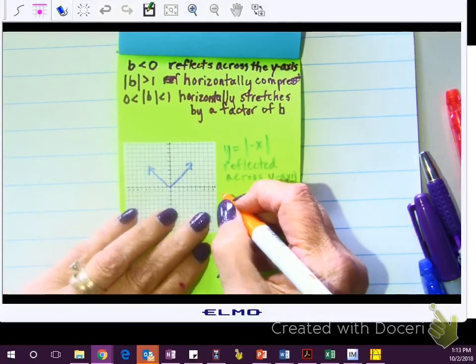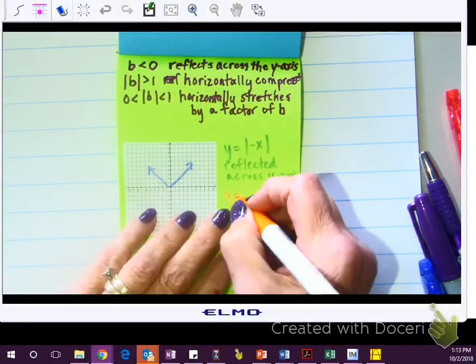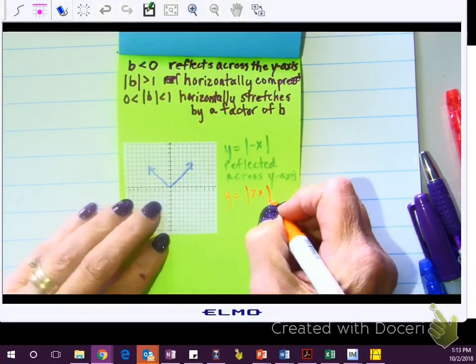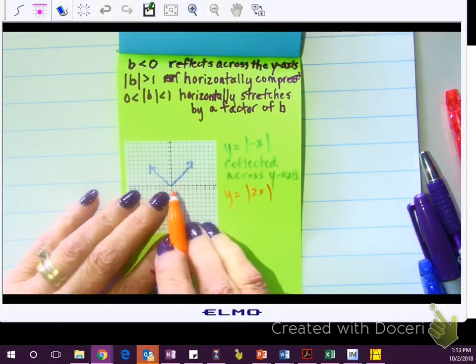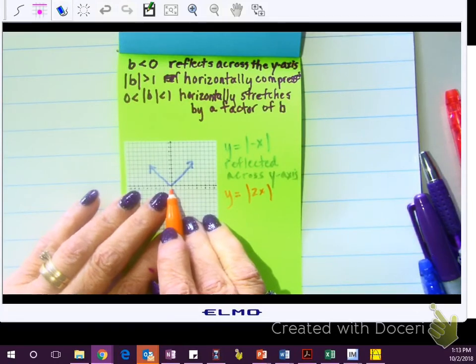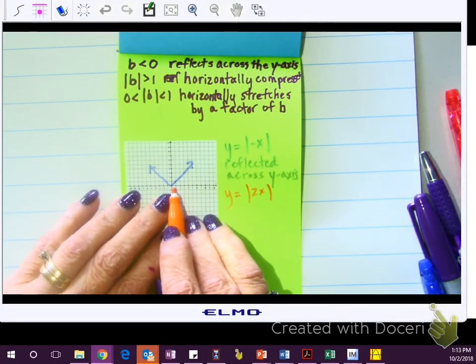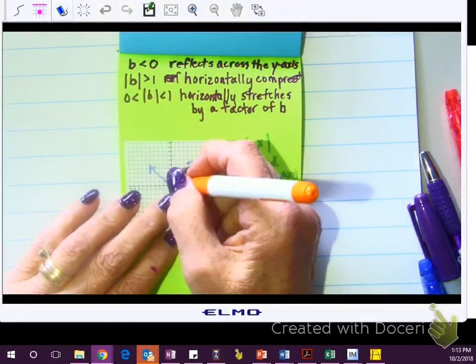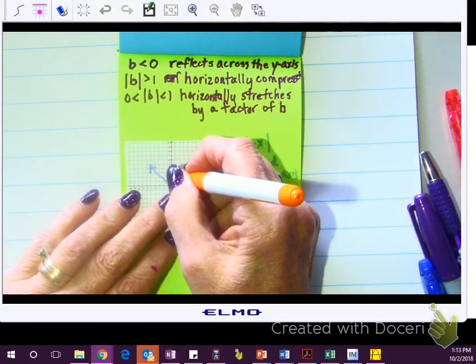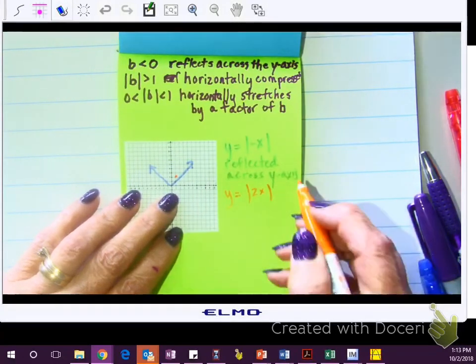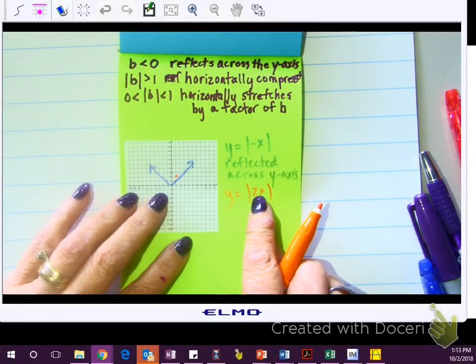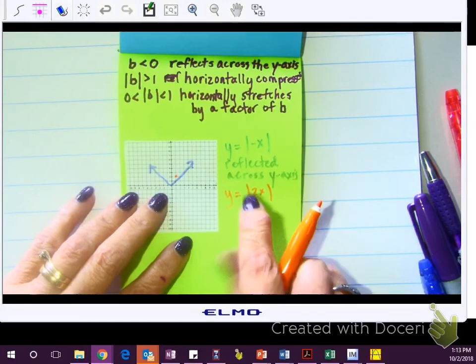Then we're going to do y equals the absolute value of 2x. So when x is 1, we multiply it by 2. Then we take the absolute value. So we're going to go over 1 and up 2. When x is -1, we multiply it by 2 and we get -2, but then we take the absolute value.